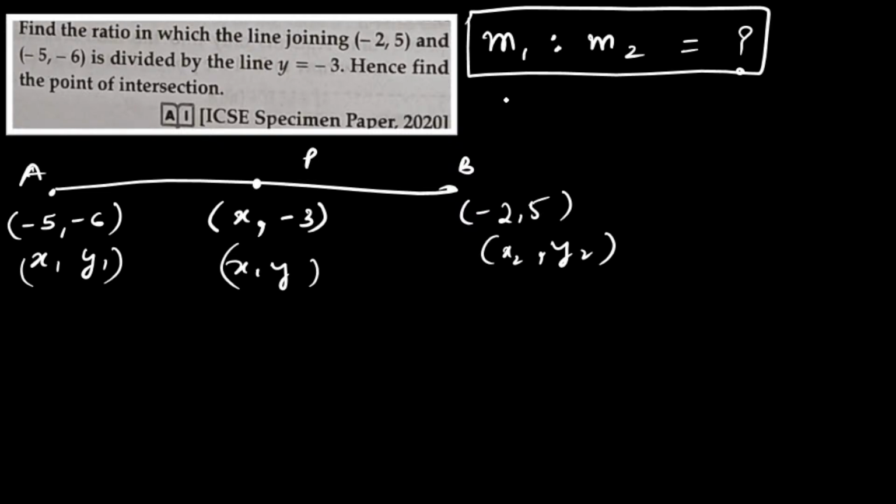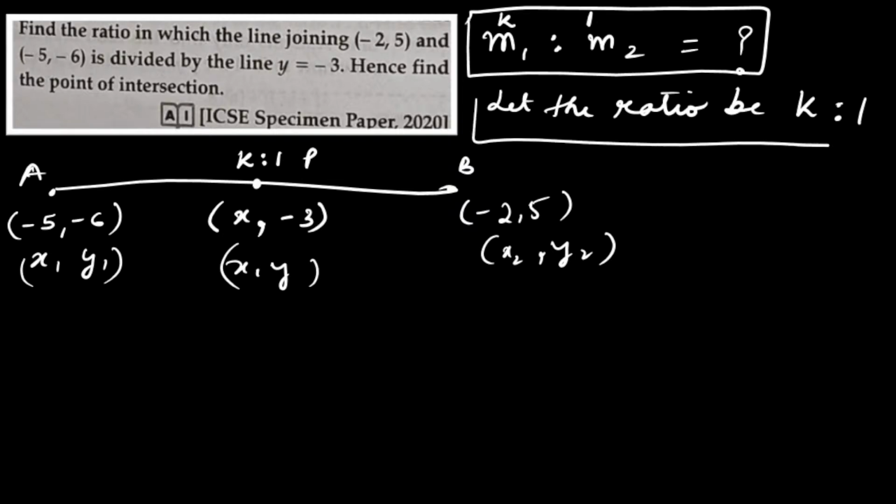We'll assume the ratio. Let the ratio be k is to 1. So Tarun has found the ratio as well. So let's see. I am just assuming the ratio as k is to 1, so that means m1 is k and m2 is 1. Always do it like this: assume the ratio as k is to 1.